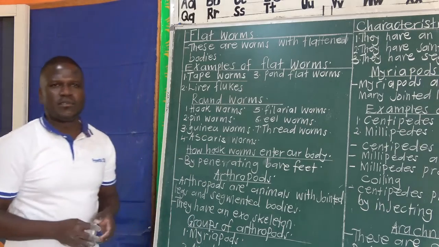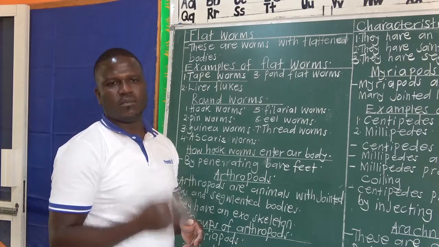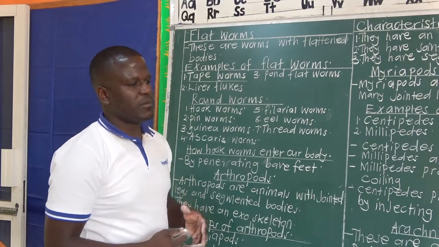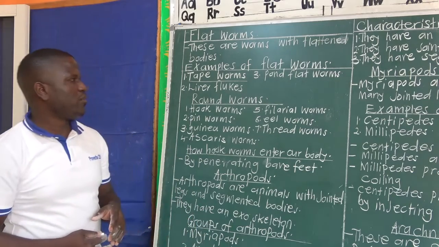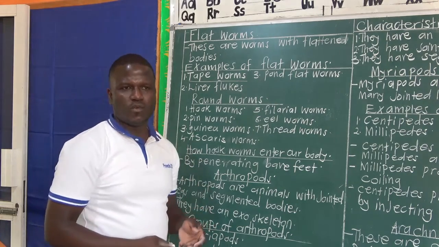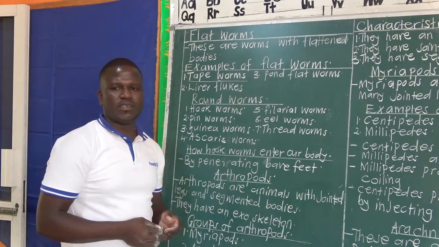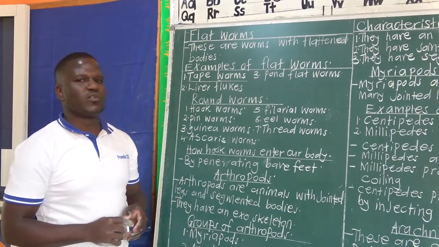Tapeworms can be controlled by eating fully cooked meat, and you can also control tapeworms through deworming. So we have around 3 ways you can control tapeworms: deworming, eating fully cooked meat, and washing fruits and vegetables before eating them.